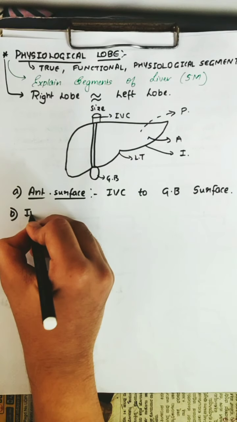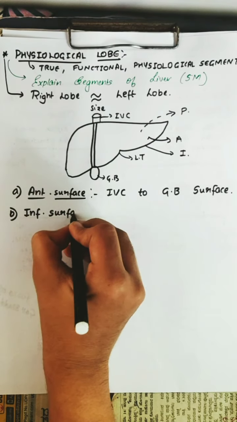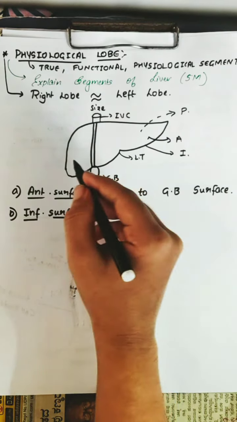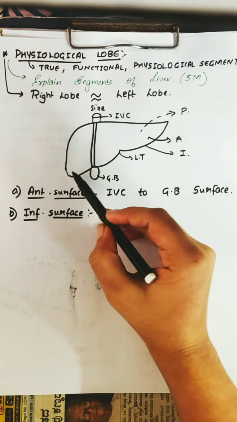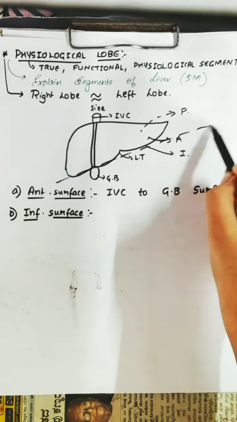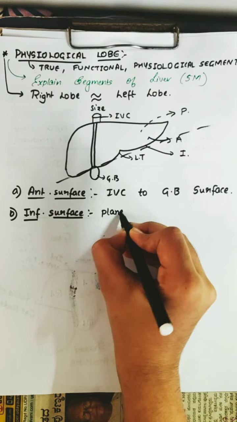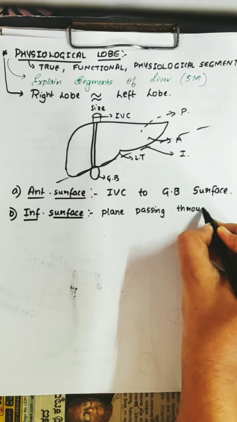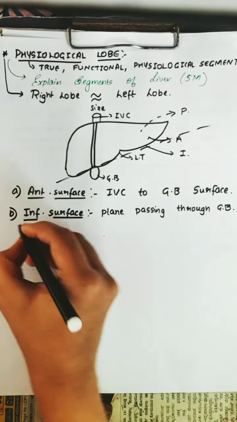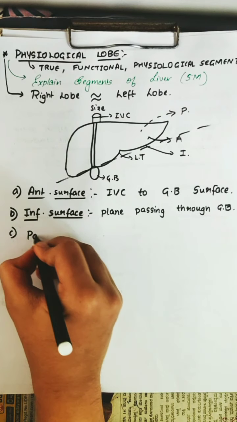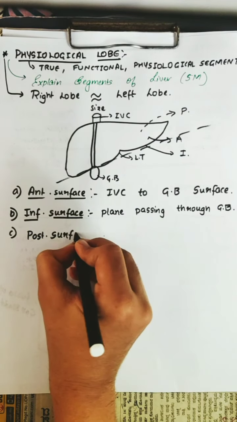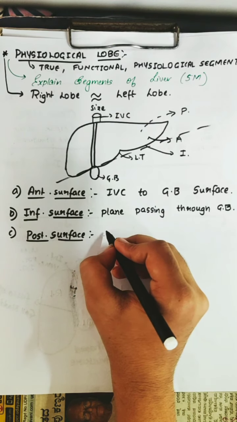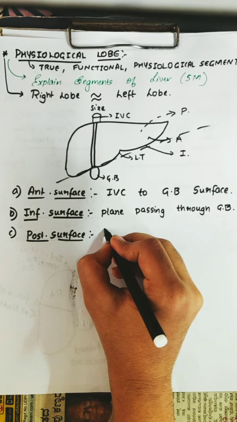Second one is inferior surface. It is the plane passing through the gallbladder. And the third one is the posterior surface. Posterior surface is the line passing through the quadrate lobe.